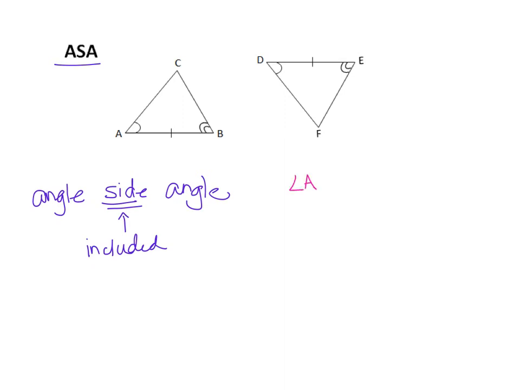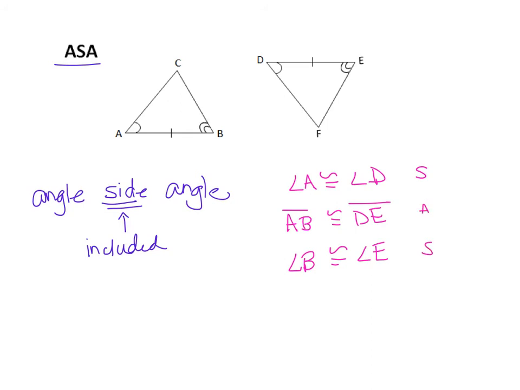I can see that angle A is congruent to angle D. The included side, AB, is congruent to side DE. And then we have angle B is congruent to angle E. So there's our angle, side, angle. So that's enough to say that the triangles are congruent. So triangle ABC is congruent to triangle DEF.